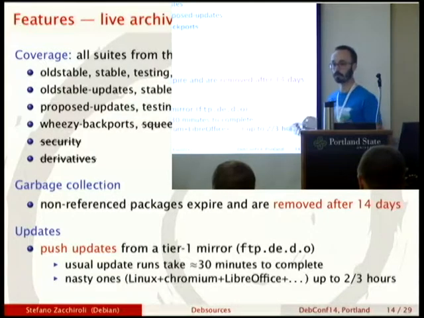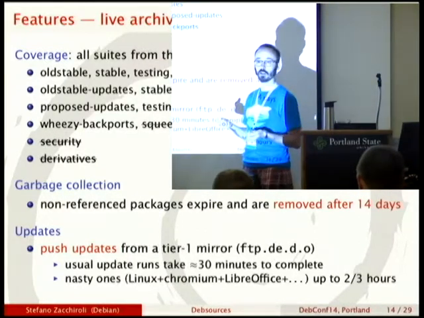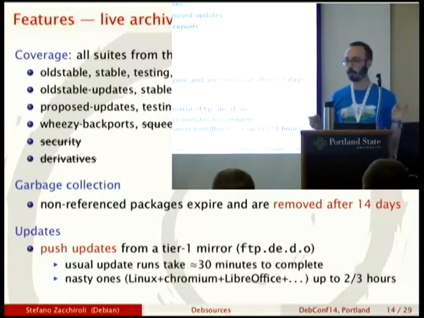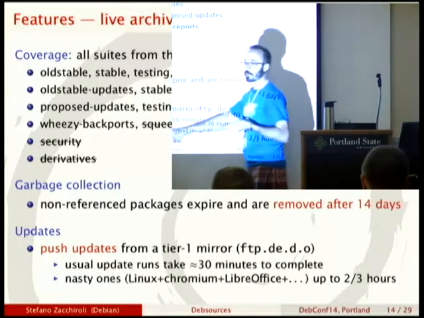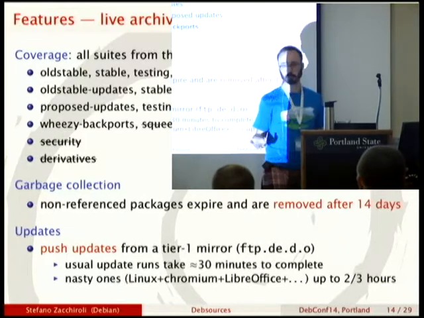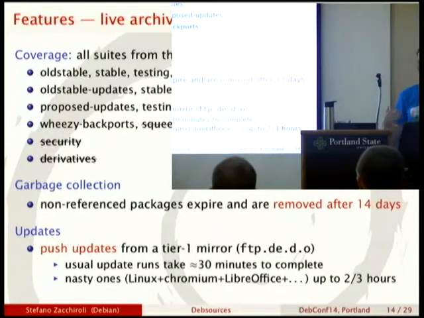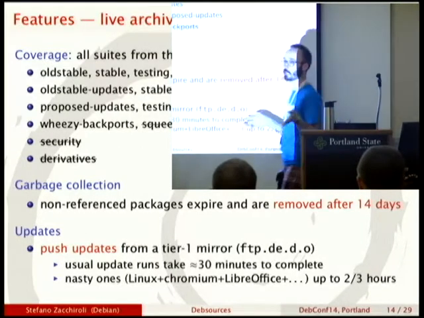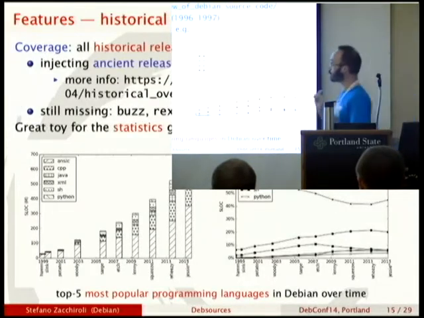Hopefully this delay will allow you to catch up with the kind of indexing you're doing yourself of the Debian archive. The updates are pushed, so they're coming from a tier one Debian mirror. That means that the lag is minimized. So as soon as there is an update in the Debian archive, it will inform the sources. A usual update run takes about 30 minutes. Okay, these are the good ones. The bad ones, when we have to index the Linux kernel, Chromium, LibreOffice, and so on, can take up to a few hours. Okay, so usually we are well able to complete before the next push run. So that was for the live archive.